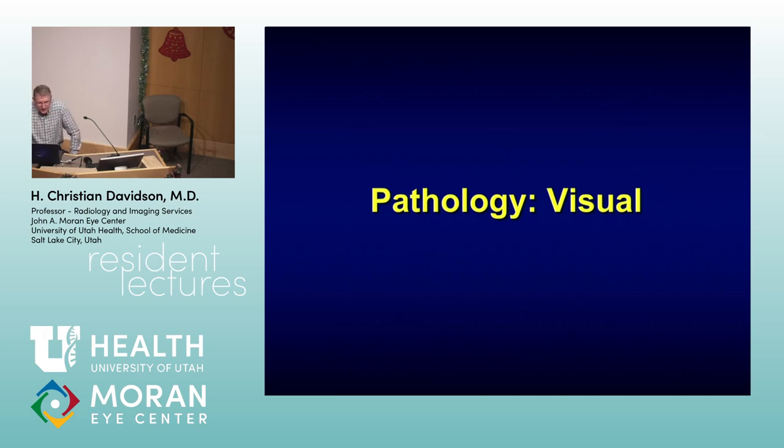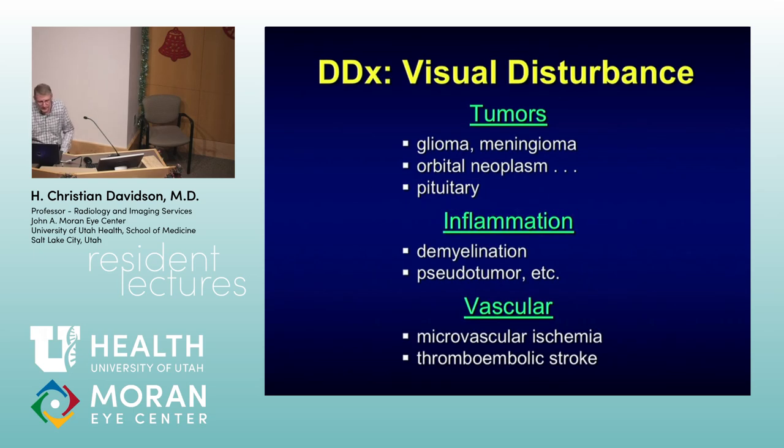Okay, so let's talk about some pathology. First, I'll give you just the laundry list. We'll start with the optic nerve and visual disturbance. You have intrinsic tumors of the optic nerve, glioma, you have the nerve sheath, any kind of orbital neoplasm could affect the nerve. And when you get intracranially, the pituitary, a very common neoplasm affecting vision. On the inflammatory side, you can have demyelination, pseudotumor, granulomatous inflammation. And on the vascular side, you can have good old-fashioned ischemia, either microvascular affecting the nerve or stroke affecting the brain. Okay, so now we get into some quizzes.